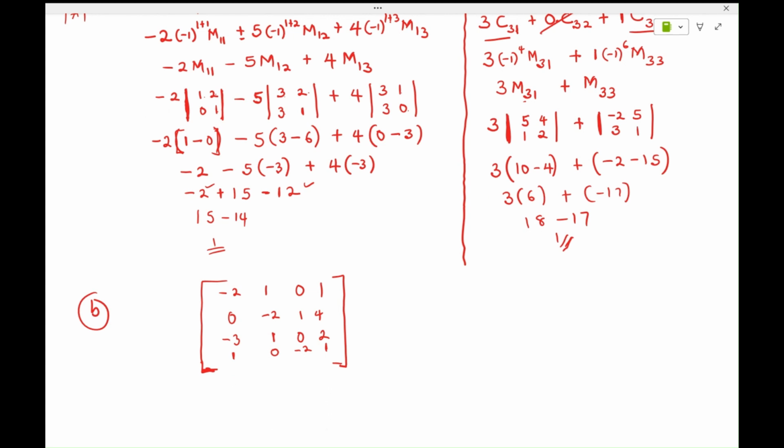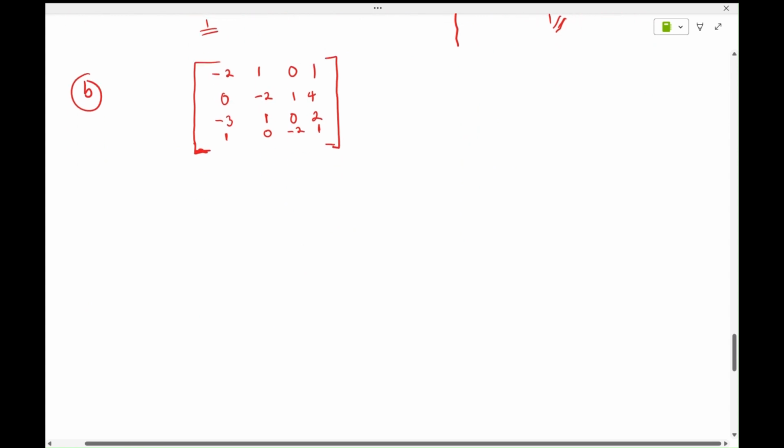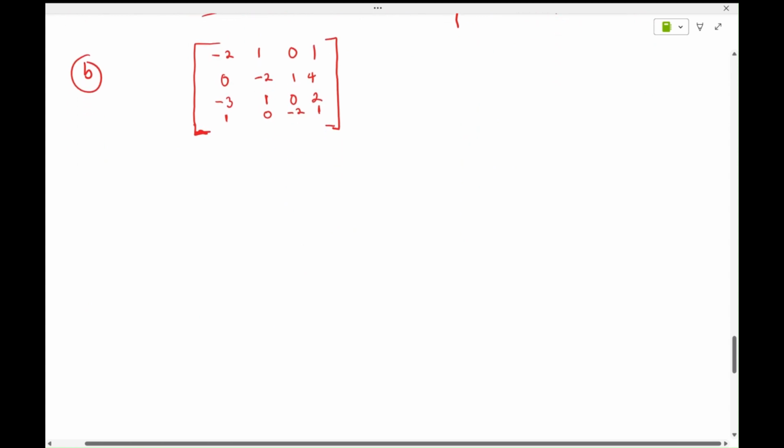We want to find what? The determinant. This is a 4 by 4 matrix. So how do we do this one? Now, we're still going to use the same method, but if you look at this one, just like I said, you can decide to use either row 1 or any row.